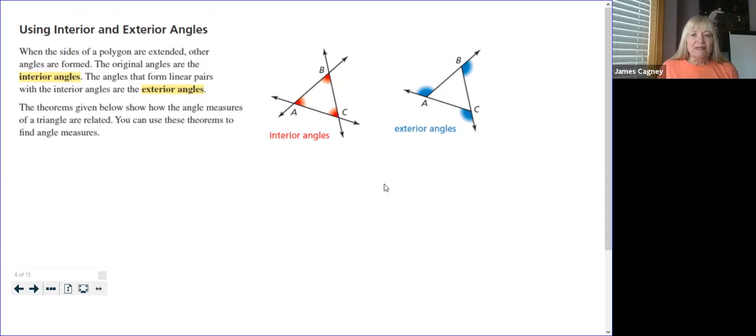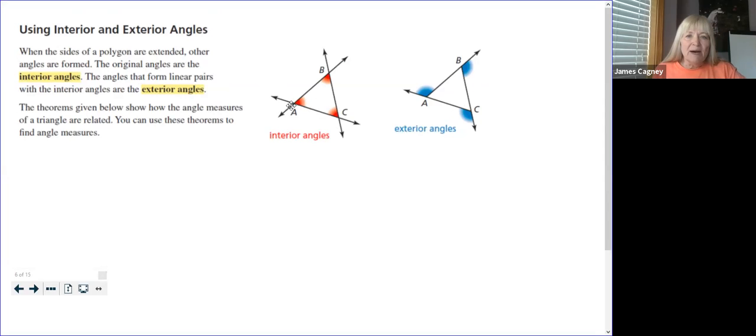I always forget about this because I get so into trig. I forget that there's other pieces to this. But we have a worksheet about this that talks about the interior and the exterior angles. So interior, obviously the ones on the inside, marked in red. Exterior are the ones on the outside.